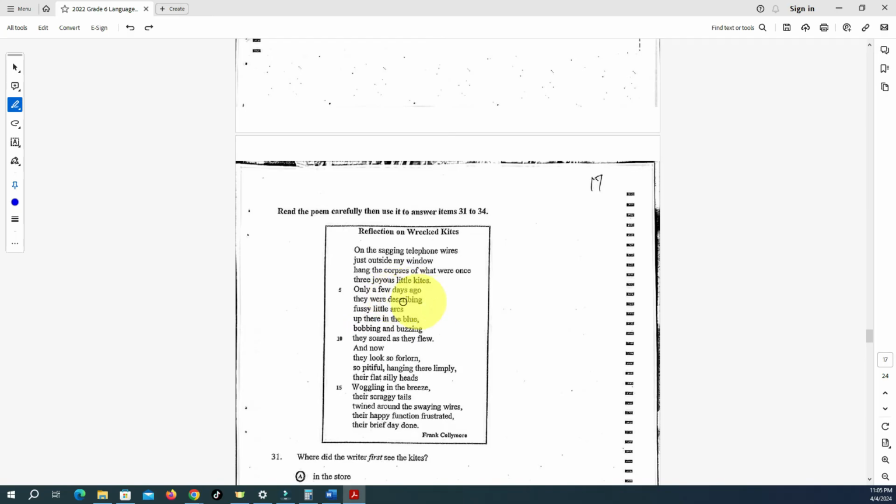Only a few days ago they were describing fussy little arcs up there in the blue, bobbing and buzzing. They soared as they flew, and now they look so forlorn, so pitiful, hanging there limply, their flat silly heads waggling in the breeze, their scraggy tails twined around the swaying wires, their happy function frustrated, their brief day done.